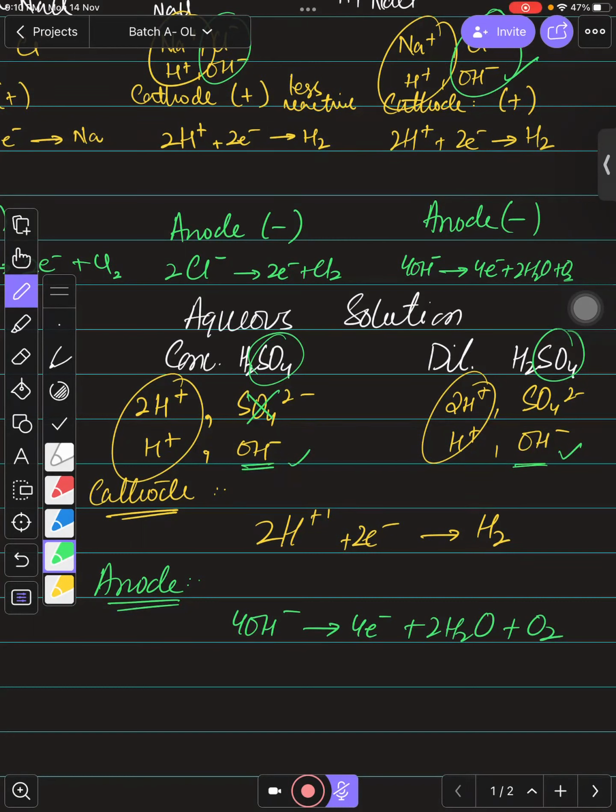All right. So you just need to remember, whenever in any salt you find the SO4 in the aqueous solution, it is not going to break down and it is not going to form any product. Yes. Does anyone want to ask something?